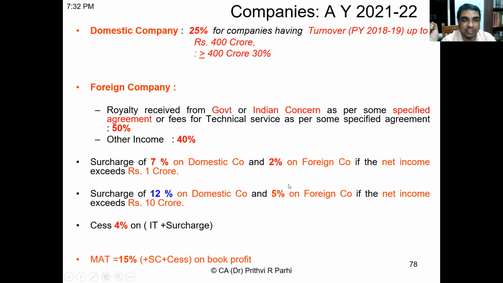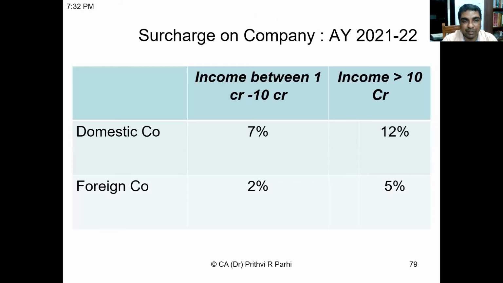If the net income exceeds 1 crore. And surcharge is 12% for domestic company, and for foreign company, 5%, if the net income exceeds 10 crore. And of course, there is a cess of 4%, and minimum alternate tax is also applicable. We'll be seeing that. Okay. So if we summarize this thing, this is the surcharge rate.